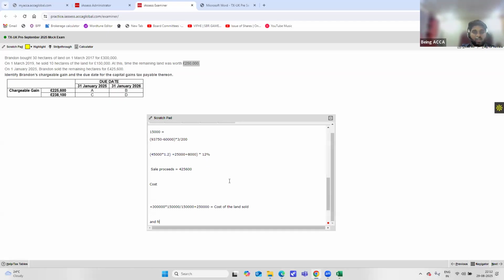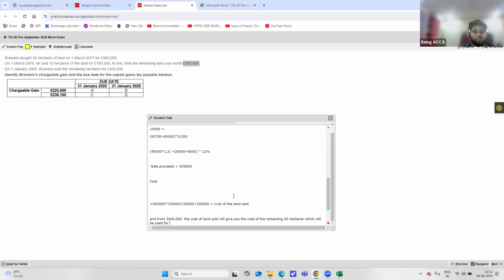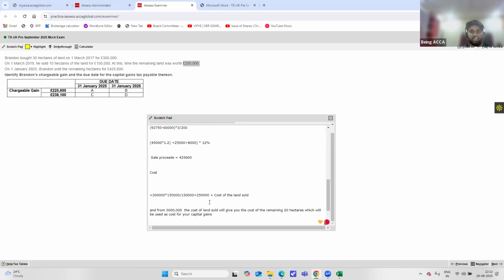And from 300,000, the cost of land sold will give you the cost of the remaining 20 hectares, which will be used as cost for your capital gains. Is this point clear? Clear until here? Any doubts so far? Or do you want me to show the calculation as well?